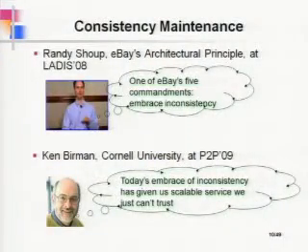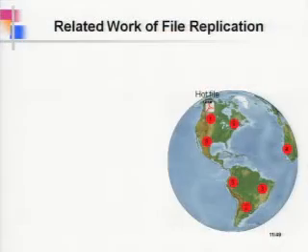Now, Randy Shoup described eBay's architectural principles. He proposed eBay's five commandments. One of the five commandments is to embrace inconsistency. 99% of eBay's stuff is based on inconsistency, and only 1% of transactions are based on consistency. This time I came to Seattle to attend the P2P conference. The keynote presenter this morning, Dr. Ken Birman from Cornell University, mentioned that today's embrace of inconsistency has given us scalable services, but ones we just cannot trust. He mentioned that consistency maintenance is really very important in our daily life and in the realm of business.